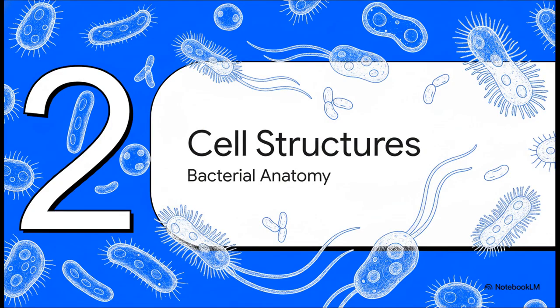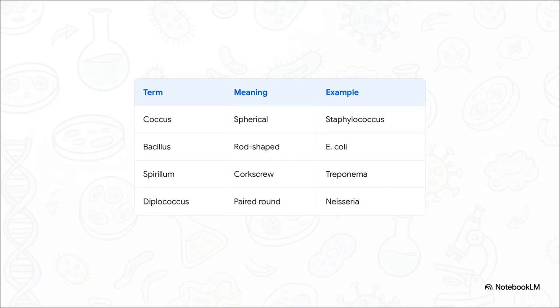Let's move to Section 2 and see how this builds. Cell structures and shapes, bacterial anatomy. We need to know what helps these microbes move, survive, and ultimately cause disease. First up, morphology. You have to be able to identify bacterial shapes under the microscope. Coccus means spherical or round. Bacillus means rod-shaped. Spirillum means spiral or corkscrew-shaped.